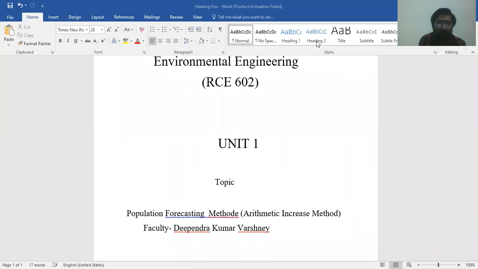Today's topic is population forecasting methods. First is the arithmetic increase method.